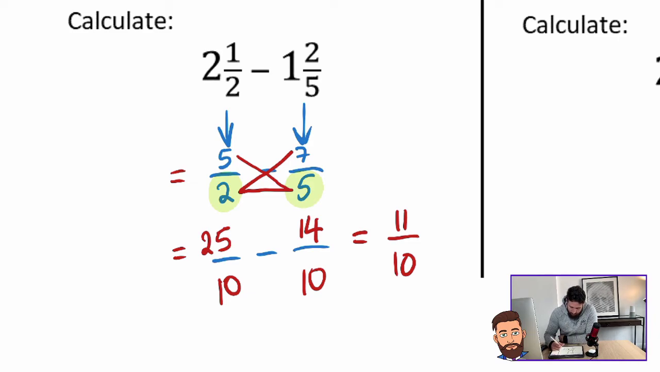That is top heavy. What can we do to make it a mixed number? We can ask ourselves, how many 10s go into 11 whole? 1 whole one with 1/10 left over. And that is the final answer for that one.